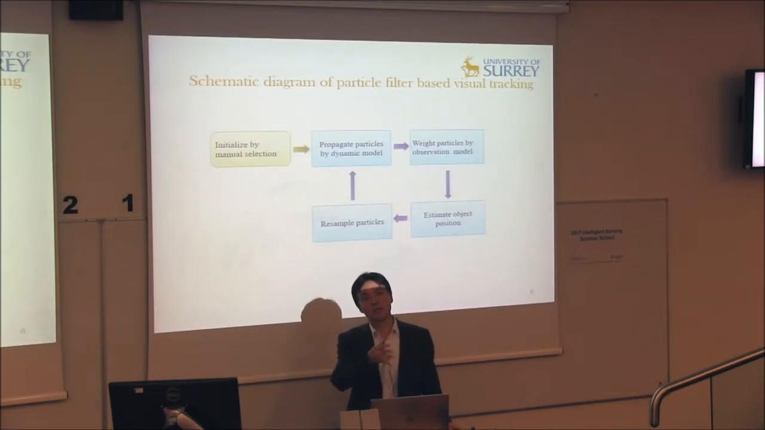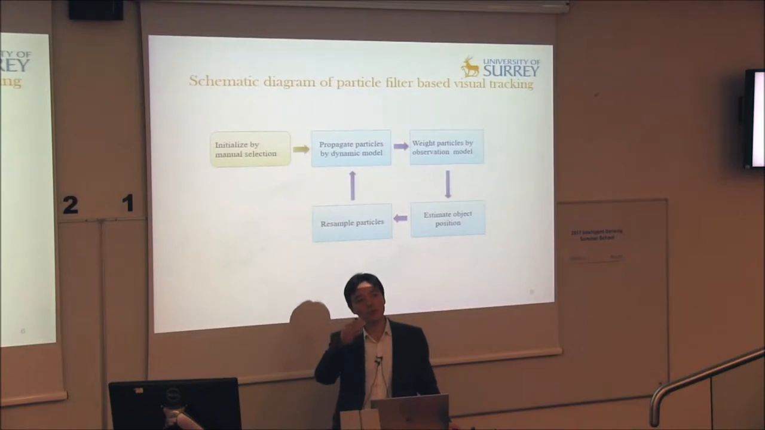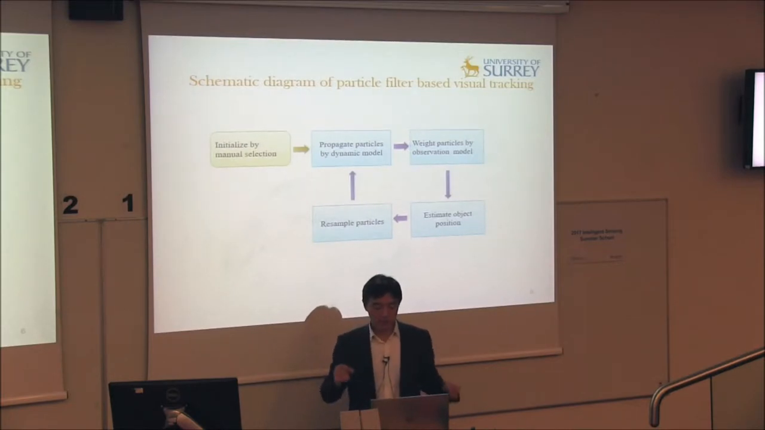From one time step to the next, you don't know the new position, so you use, for example, a linear motion model to propagate the particles to another position, together with some random noise. The noise characterizes the variance in the position as well as the velocity of the particle, and also the scale of the particle.